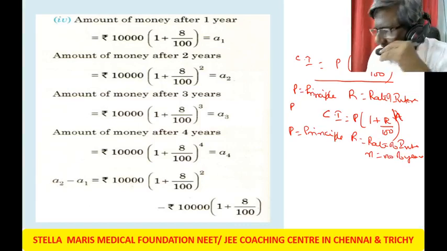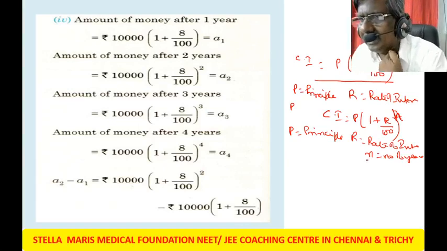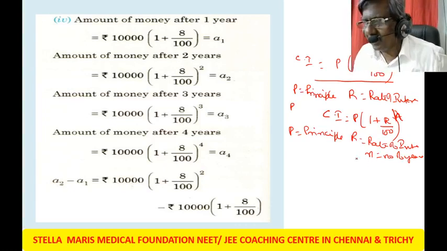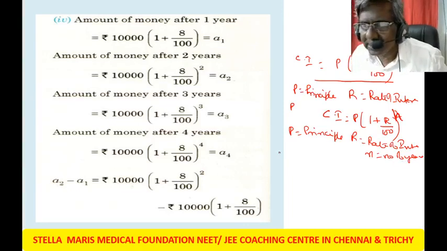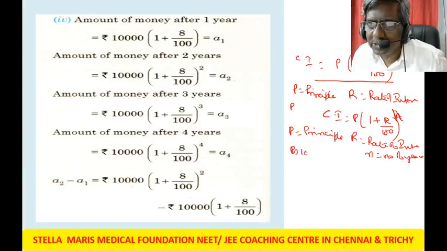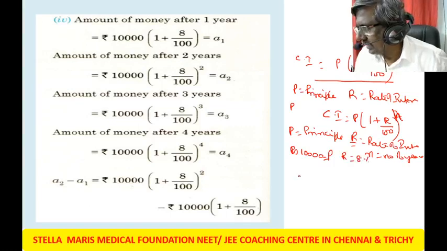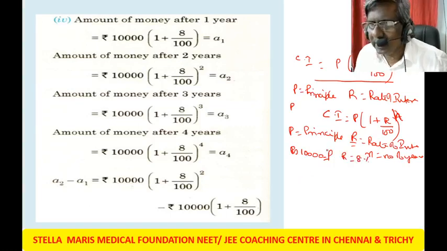See, what does compound interest mean? Every year the compound interest is adding, so the formula will be P into 1 plus R by 100 to the power of n, where P is the principal, R is the rate of interest, and n is equal to number of years. In this sum, they have given the principal as rupees 10,000. Rate they have given us 8%. Clear? Now see what I'm substituting here.